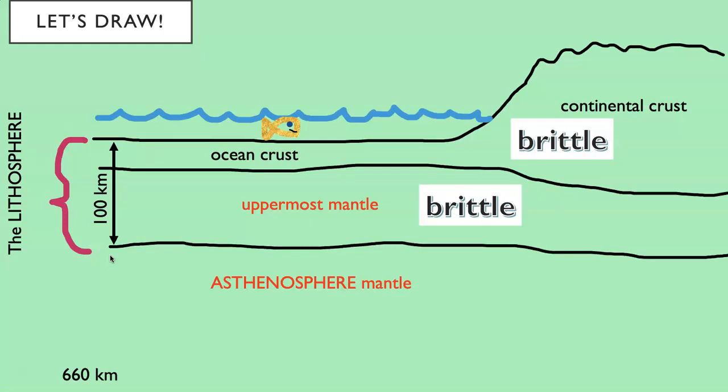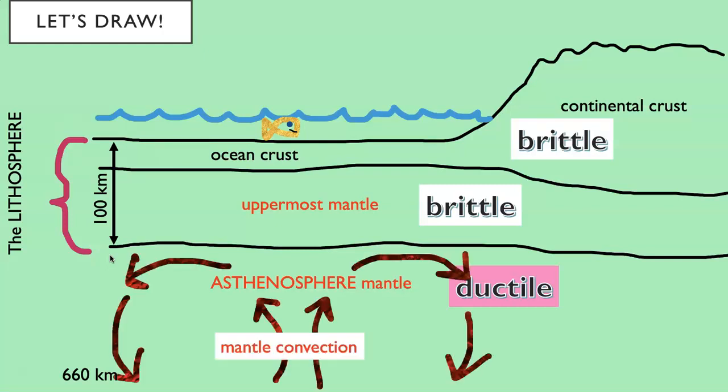under the uppermost mantle. And this is not brittle. This area is ductile. It's still a solid, like I said earlier, but it flows. It's capable of flow. And in fact, we have mantle convection down in this area. And it's believed that this mantle convection might actually push the overlying lithospheric plates around.